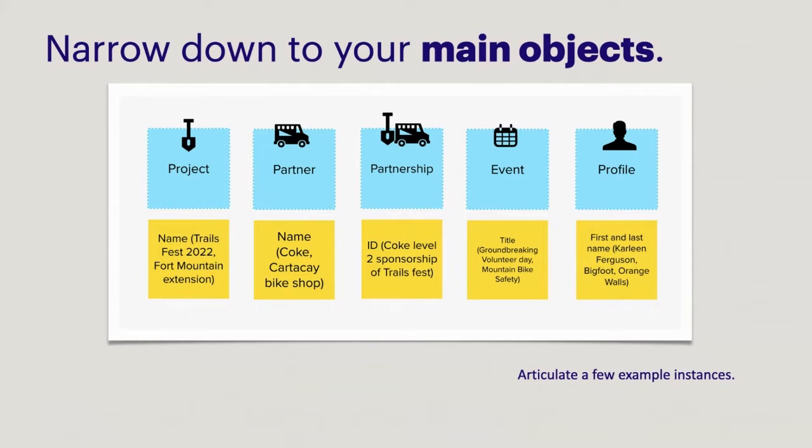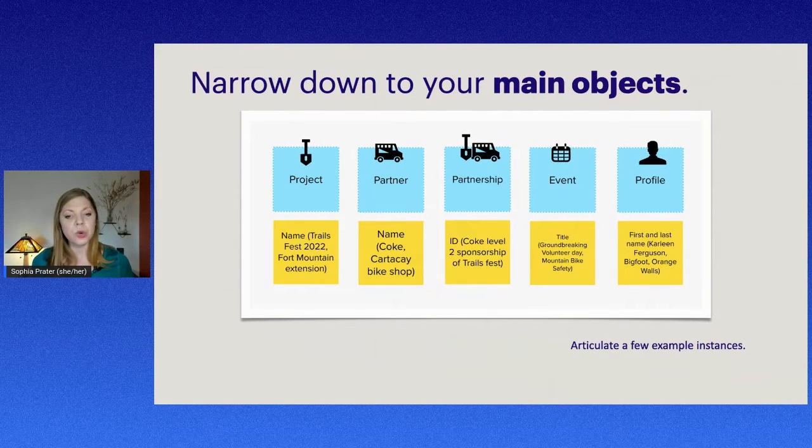So that's a project, a partner, just kind of like a sponsor, partnerships, which is a tricky one, events, and profiles. Okay, so you can see here, I have my objects in blue, but then I also have those examples or instances in yellow, the actual items. So these would actually be the items in your collection if we're thinking in Webflow terms. And doing this makes sure we're all thinking about the same thing.